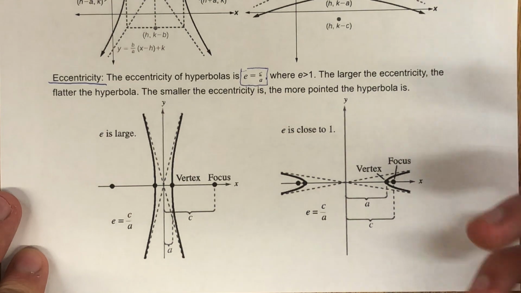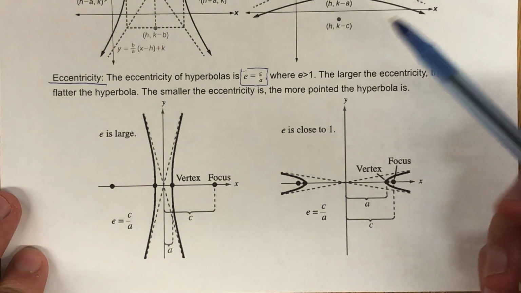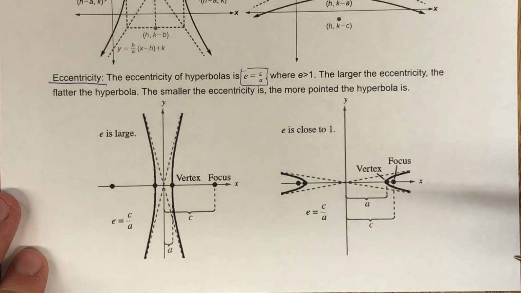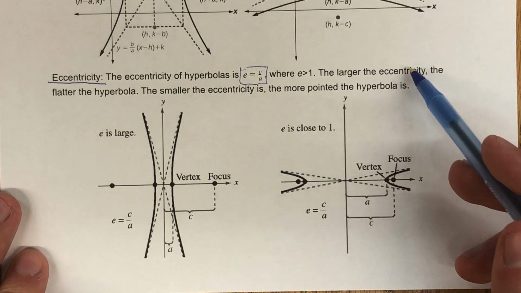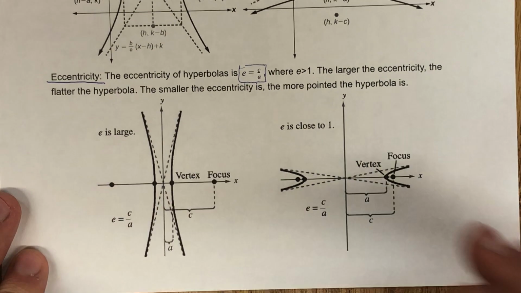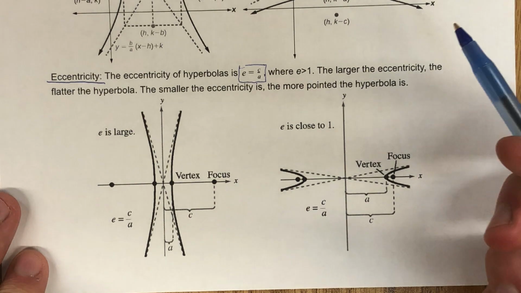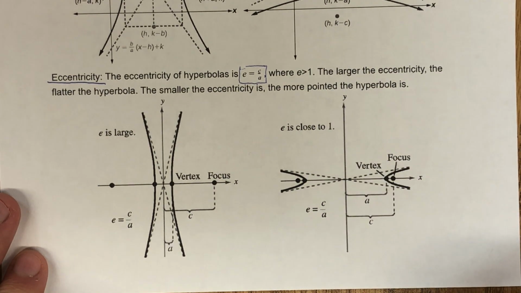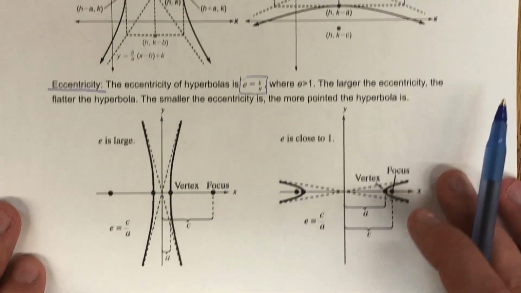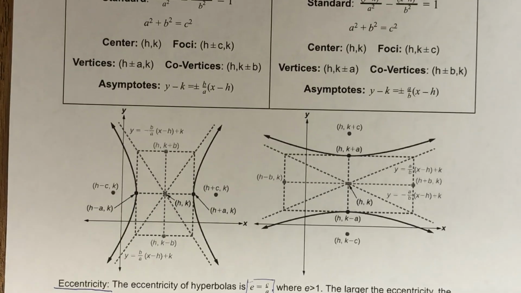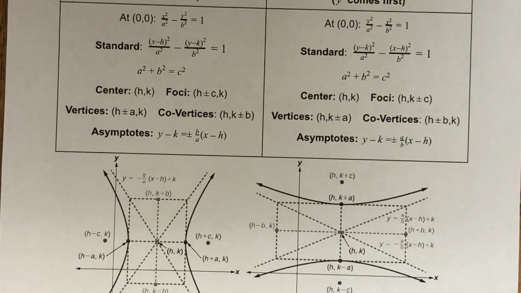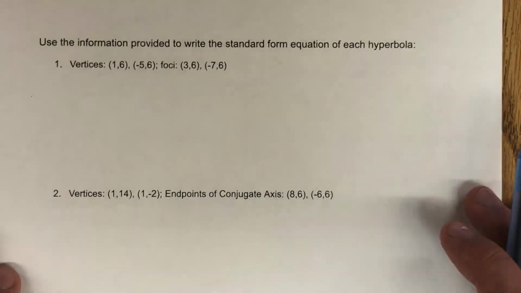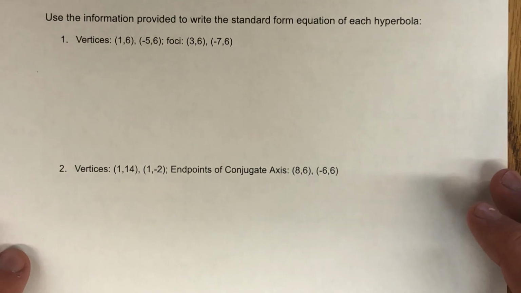But in this case, since your c value is always larger than a, the eccentricity is always going to be greater than 1. And the larger the eccentricity, the more pointed or narrow your hyperbola will look, like in this first picture. So as we're working through today, keep in mind these different formulas are general forms as we're writing these hyperbolas. We'll start with a couple together, then I'll let you try a couple on your own.